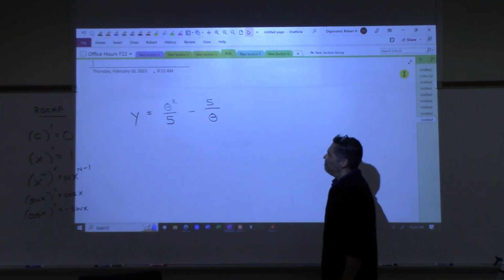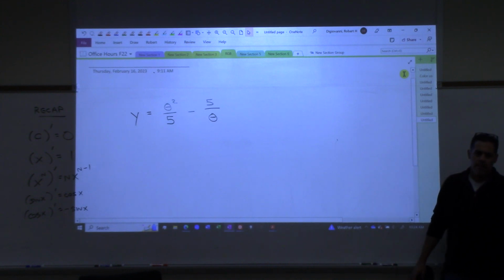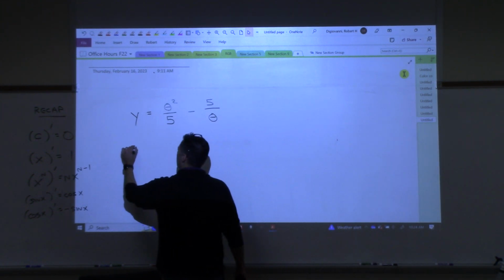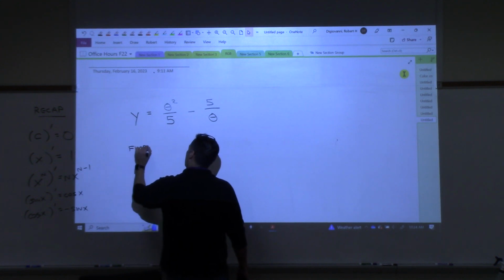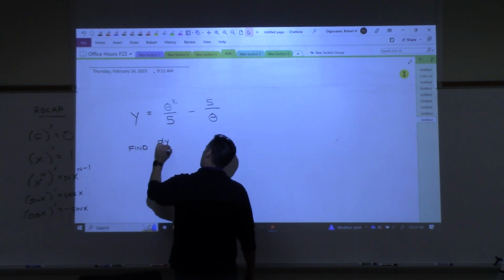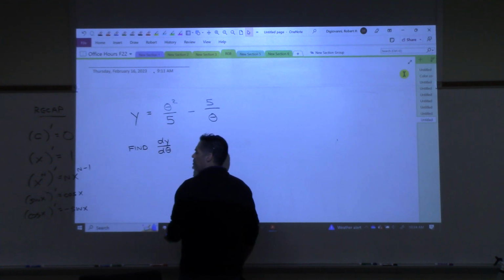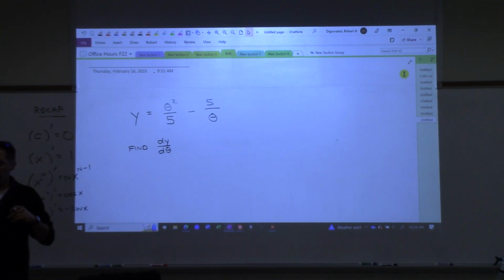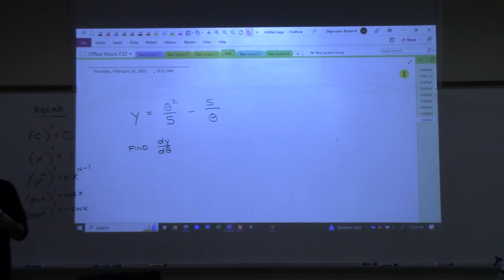Okay, I'm going to put this on the board. And I'm going to ask you for this. So the purpose of this question is to show you different notation, all right? So that you don't freak out when you do your homework and you see different variables, different letters.